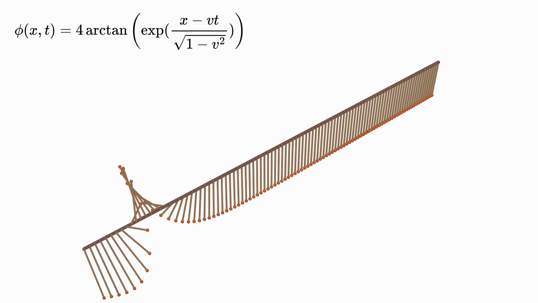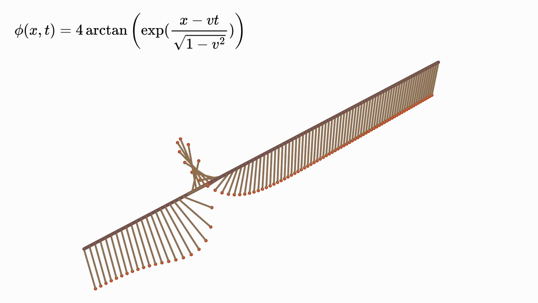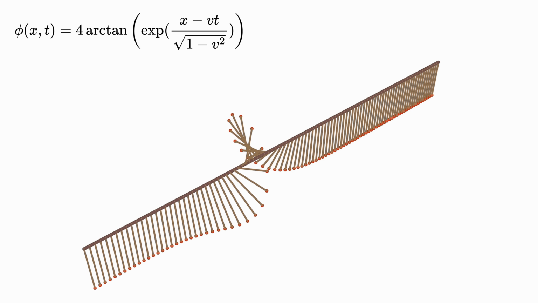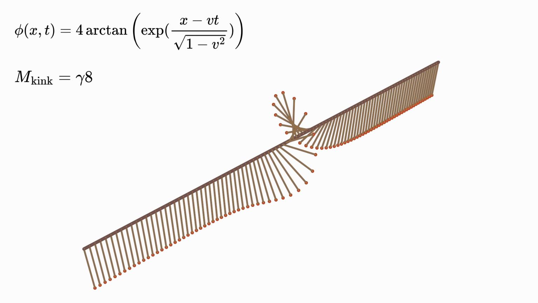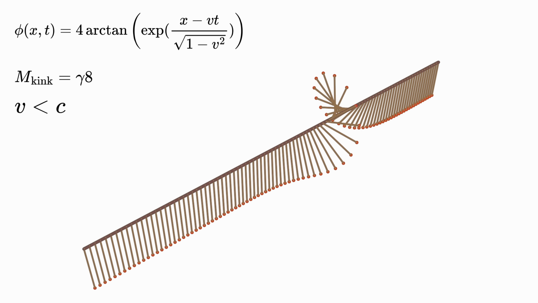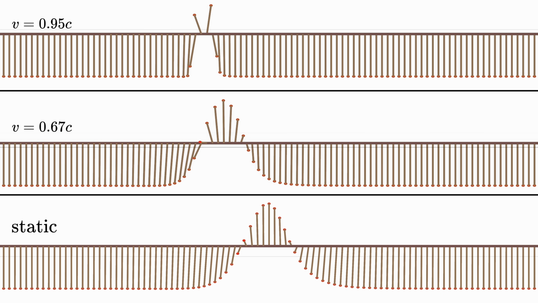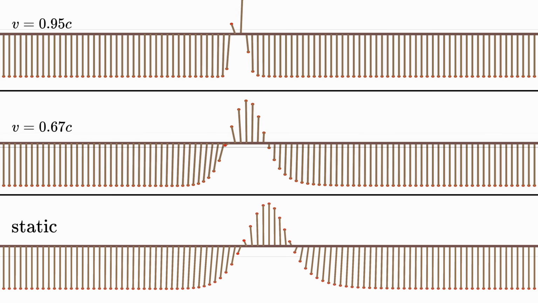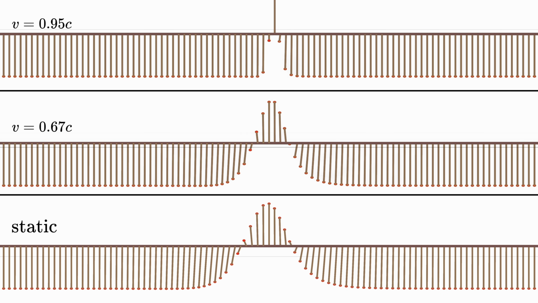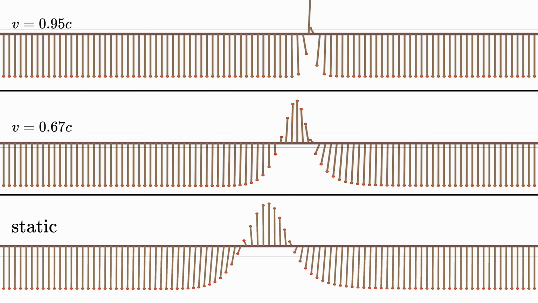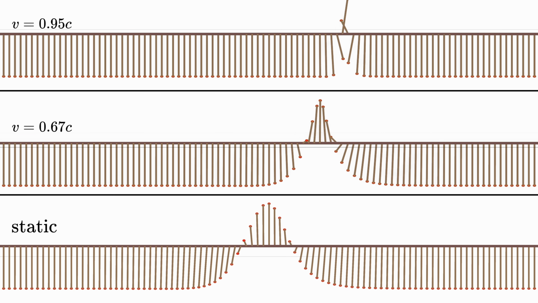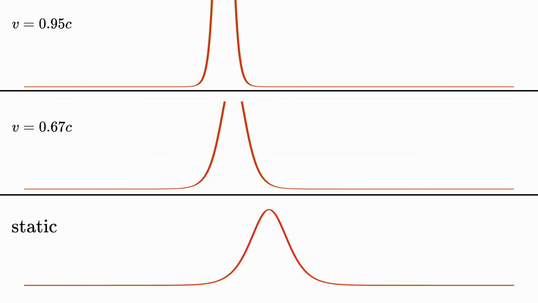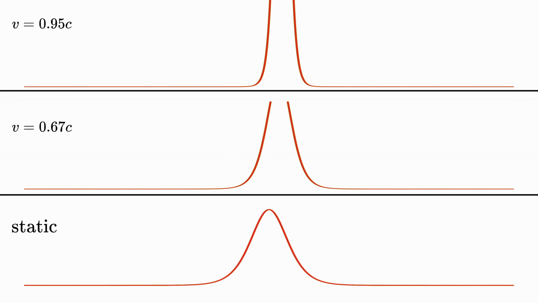Then you can have a kink solution. This behaves more like a particle. It is localized in a small area. It has an effective mass and moves always slower than the speed of sound. As you can see, the closer to the speed of sound it moves, the more contracted it is, according to Lorentz contraction. You can also see the same thing when you look at its energy densities.